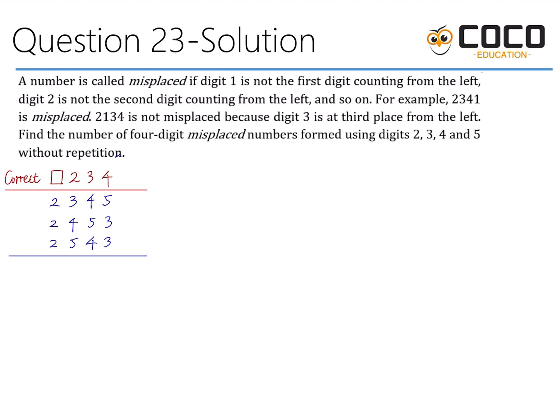If the first digit is digit 3, then the second digit cannot be 2. So let's try 4. 3, 4, 2, 5. Or 3, 4, 5, 2. Or we can do 3, 5. It can't be 2, 4. So it can only be 4, 2.